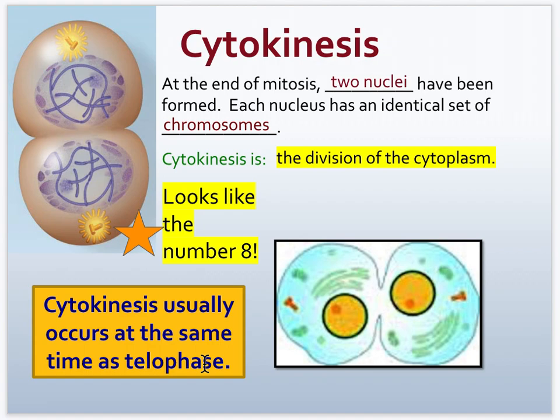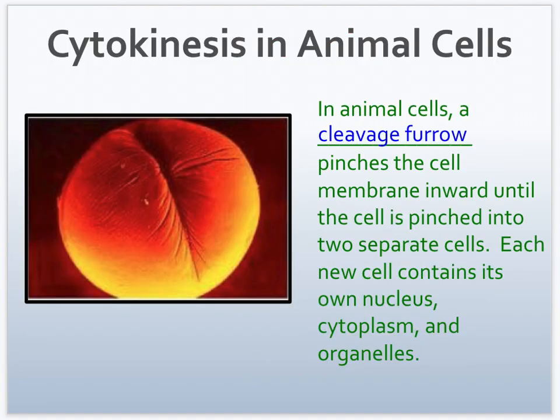So these are almost happening simultaneously, but where telophase is really the dividing piece of it, the cytokinesis is more the division of the goods, whatever is there, the cytoplasm and the organelles. It's really the division of the different parts inside of the cell. So here's a picture of cytokinesis in the animal cell and the cleavage furrow that's there. Remember, this cleavage furrow is formed by the FtsZ proteins.